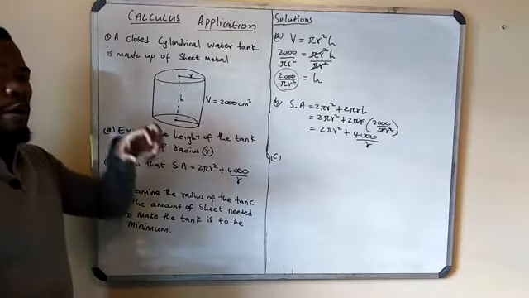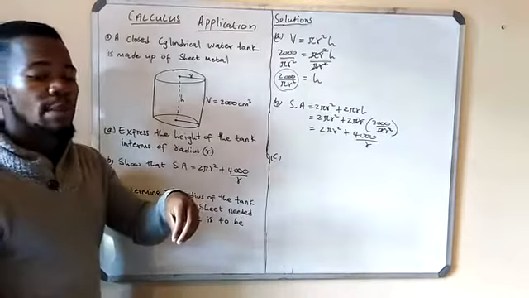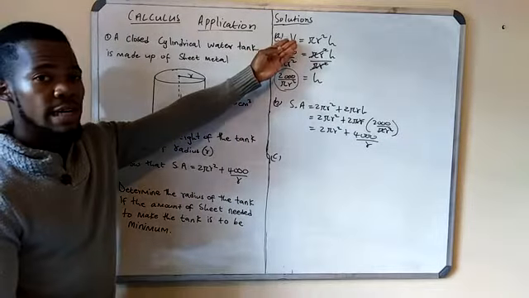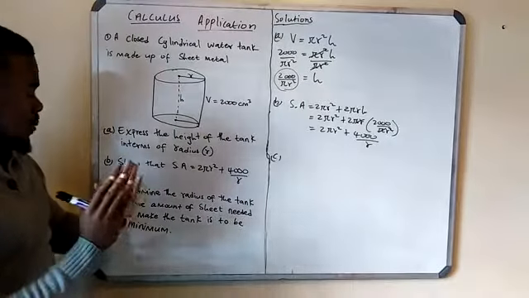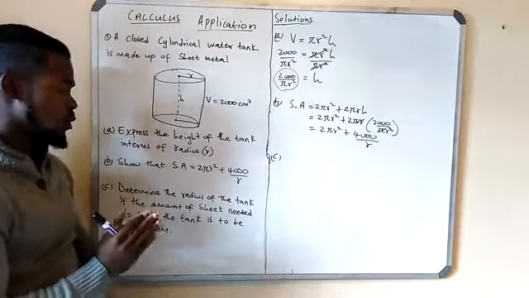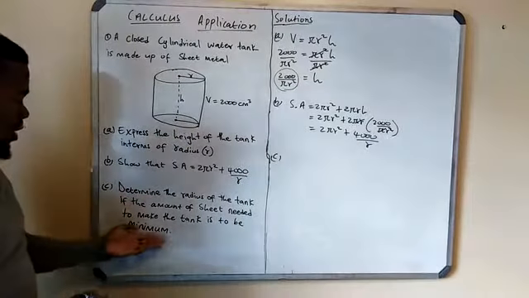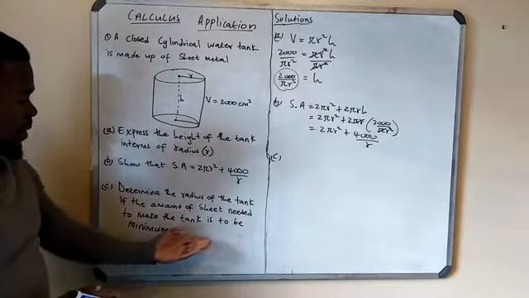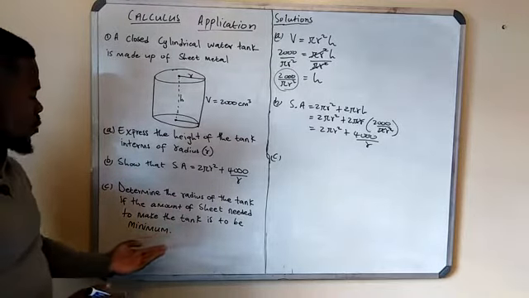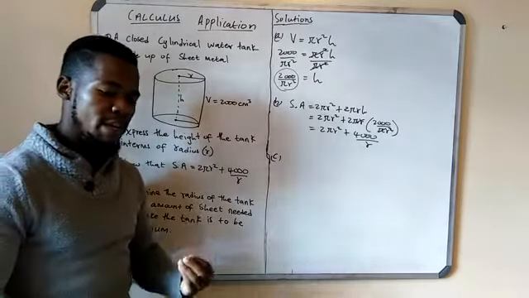If they were talking about what is going to be filled inside the tank being minimal, then we would be considering the volume. But here they are talking about the amount of sheet needed to make the tank, which is the surface area. So that simply means for the third question, we're going to use the surface area. And if they say the sheet needed to make the tank is to be minimal, remember, maximum, minimum, we use what?